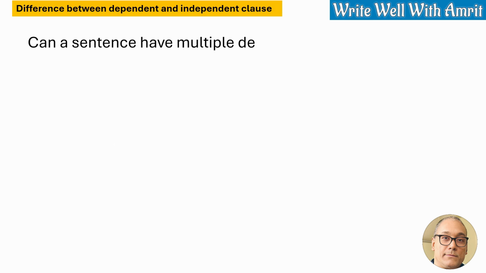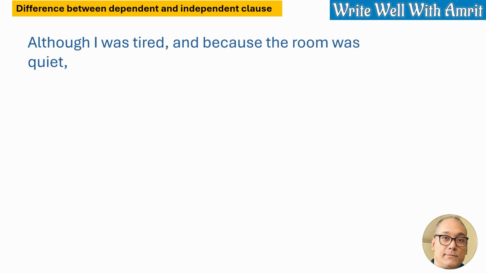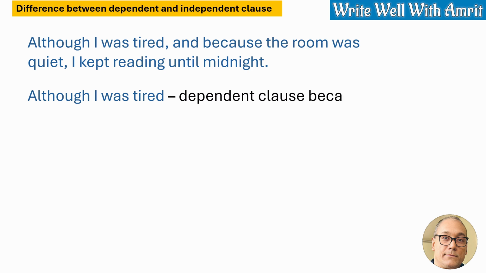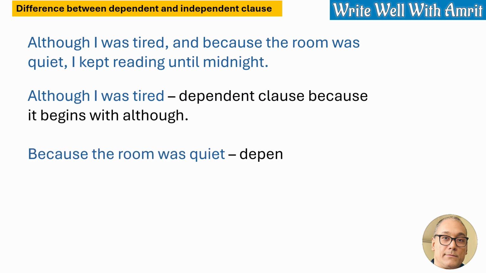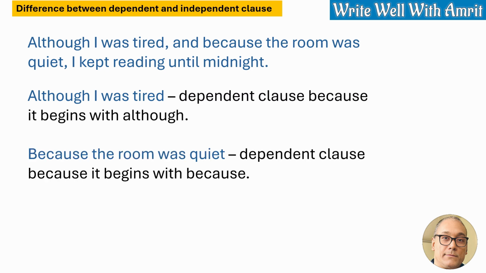Can a sentence have multiple dependent clauses? Yes. Although I was tired and because the room was quiet, I kept reading until midnight. Although I was tired, dependent clause because it begins with although. Because the room was quiet, again a dependent clause because it begins with because.